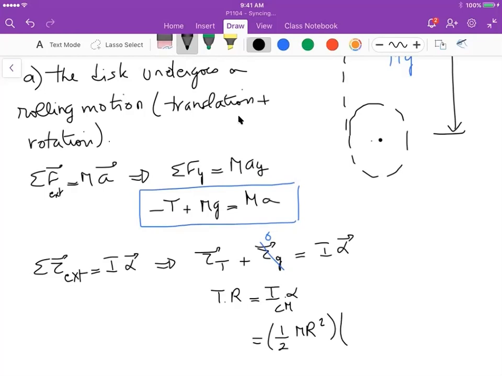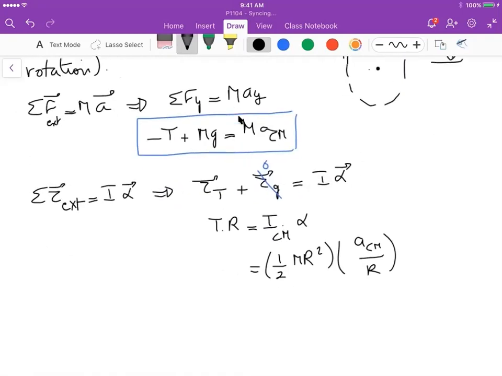And here we have rolling, and we have rolling without slipping. And so we can actually use the condition for rolling without slipping, that is given by A center of mass is equal to R times alpha. This is why alpha is equal to A center of mass divided by R. We called it A center of mass, let's keep the same notation everywhere. And so we can write down finally, we get here TR is equal to this expression.